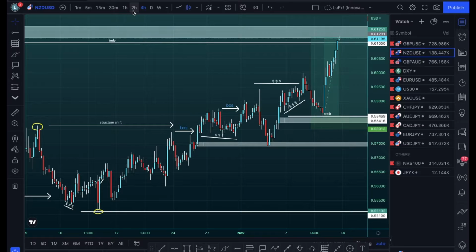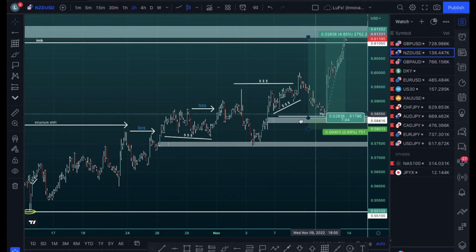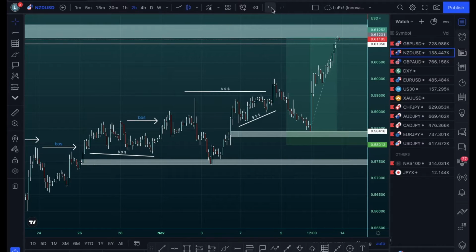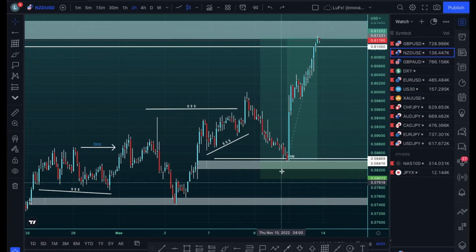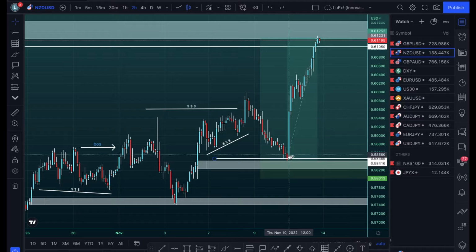So like I said, we were in that range, right? Broke up, took out the sellers, took out the buyers, came back, filled this imbalance level right here that I have marked out, filled that, and I wasn't able to get into this trade, right? Because I woke up too late. So I woke up at like 7:30 or 8:30 or something like that, and this is already like 30 minutes, 45 minutes before I woke up.